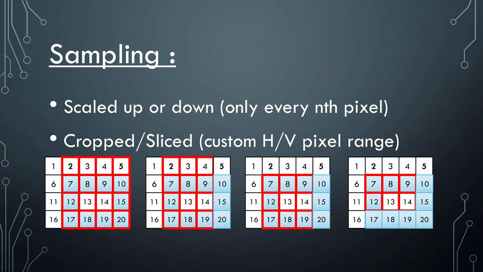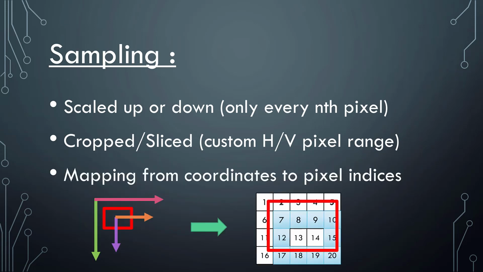Cropping or slicing just means that you can take some subset of the source pixels of the source bitmap. So you can start with some offset and go up to some offset, either horizontally, vertically, or both, and then just get some subset rectangle within the source bitmap. And you can also map.